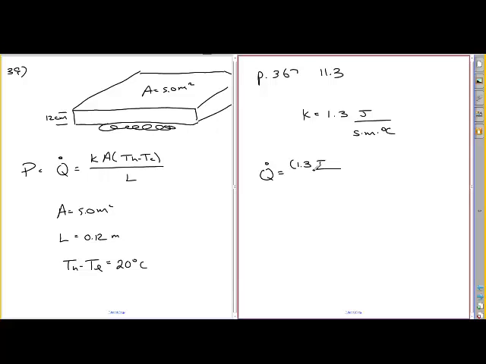So all we have to really do is plug the numbers in. That was an easy one. 1.3 joules per second meter degrees C for K. Area is 5.0 meters squared, so I guess we have two significant figures, times the temperature difference, which is 20 degrees C. And because it's a difference, we don't have to convert to Kelvin. What we have to convert to Kelvin is determining the speed of sound, which uses an absolute temperature. L is 0.12 meters, 12 centimeters. So we just plug in, get our calculator out, which I have to do.